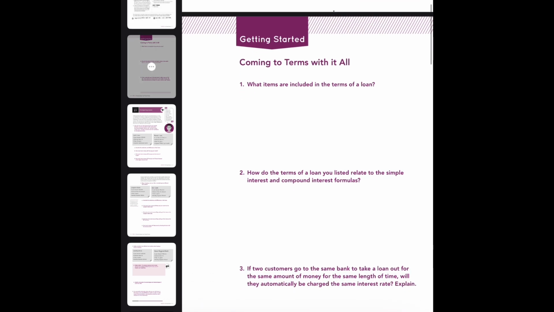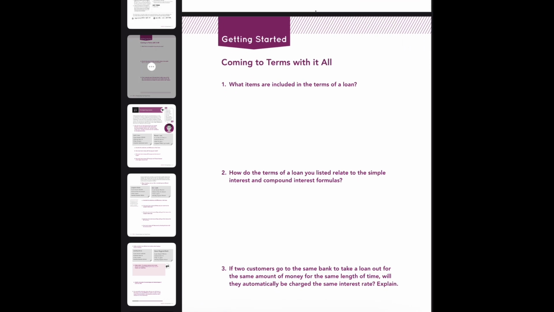All right, so next page, getting started, coming to terms with it all. What items are included in the terms of a loan? So the terms of the loan include all of the following. They include the amount borrowed, which we refer to as the principal.